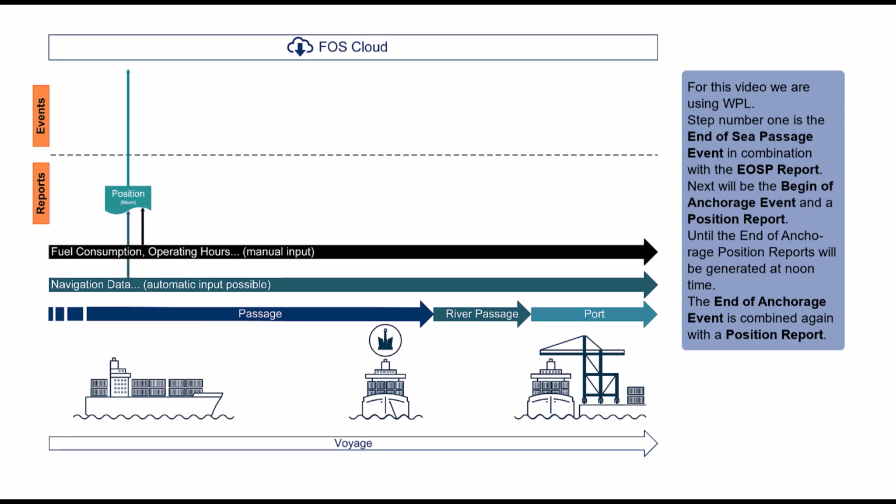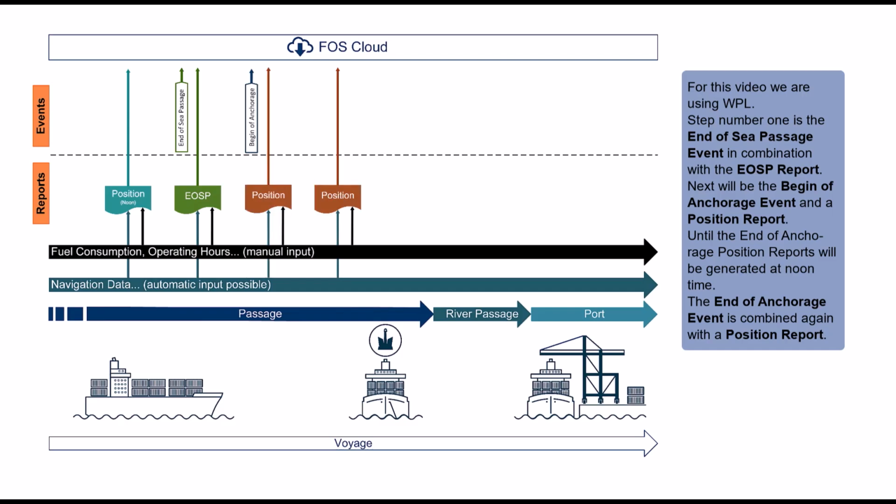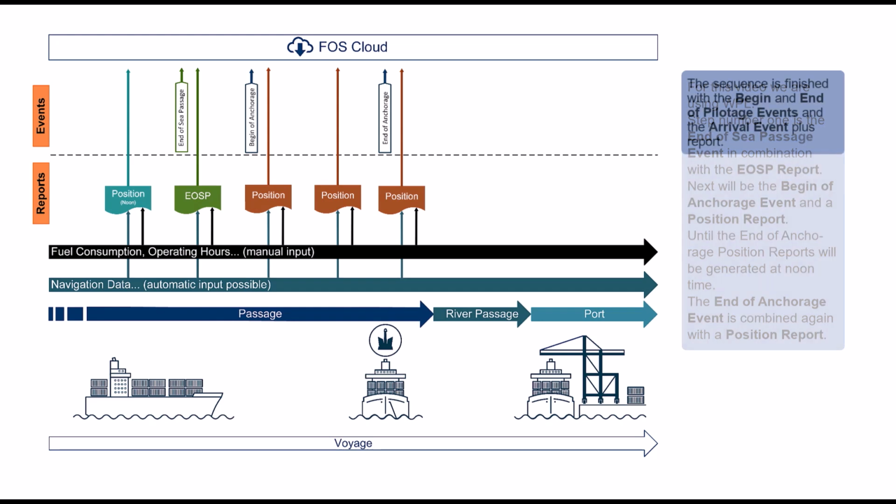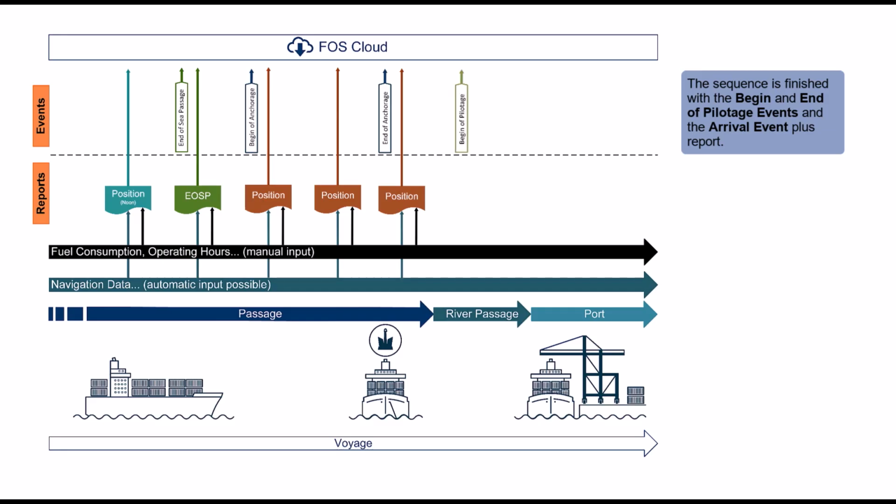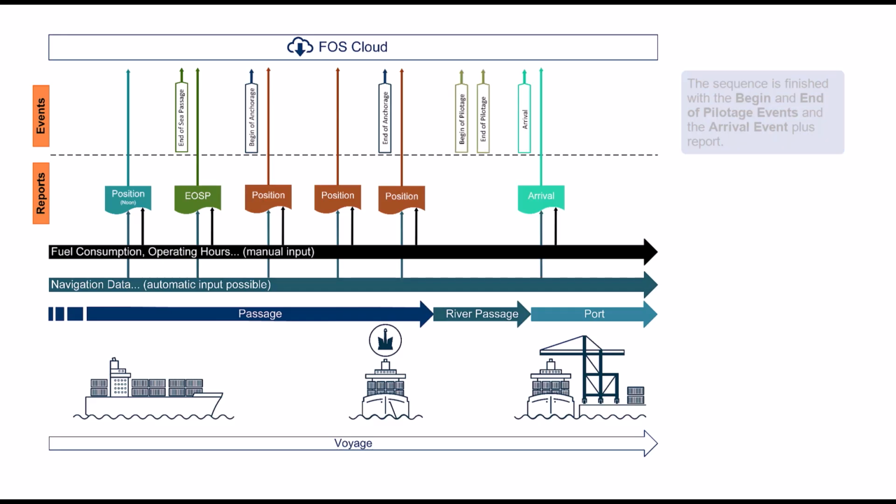Step number 1 is the end of sea passage event in combination with the EOSP report. Next will be the begin of anchorage event and a position report. Until the end of anchorage, position reports will be generated at noon time. The end of anchorage event is combined again with a position report. The sequence is finished with the begin and end of pilotage events and the arrival event plus report.